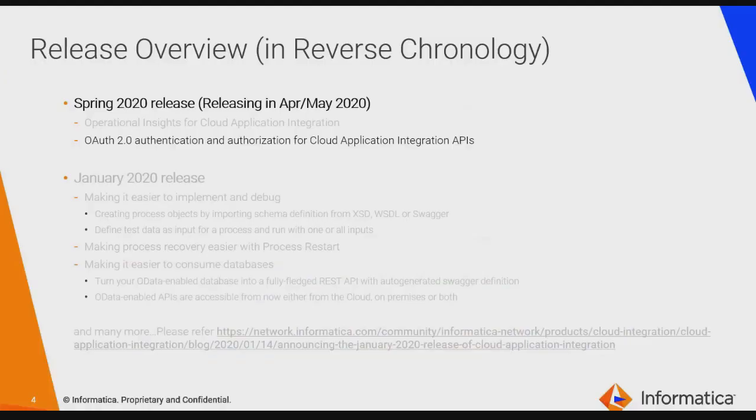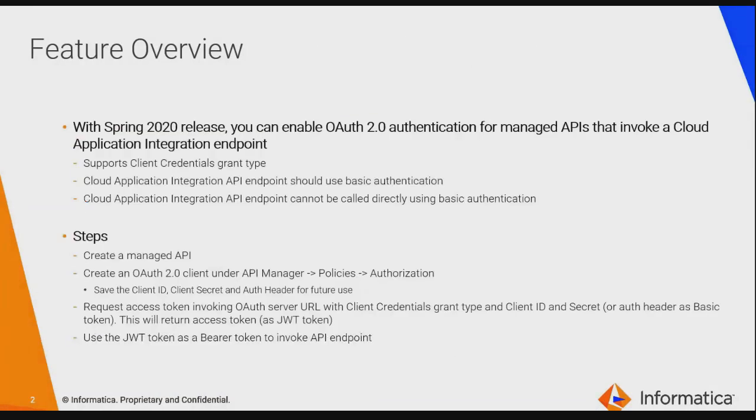With that, let's move on to the next feature, which is OAuth 2.0 authentication and authorization for cloud app integration APIs, which is to provide a secure way of accessing cloud app integration APIs. The question arises, why do we require OAuth 2.0 authentication? Oftentimes, you don't want to provide your username and password to your API consumers because that creates insecurity. But rather, what you want to do is control it by creating an OAuth client and provide the client ID and client details to the user so that they have specific permissions on the API that they are calling.